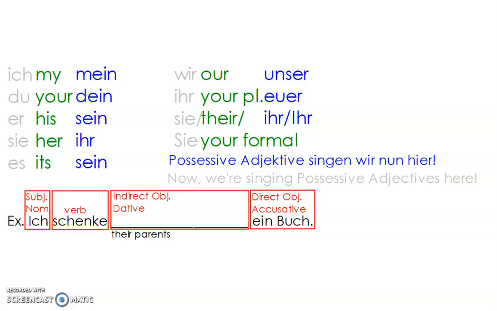So we want to say their. We take a look up here and we figure out how to say their. We see there is ihr. And now we're not done. We can't just put ihr Eltern. We have to come up with the ending that goes on it.